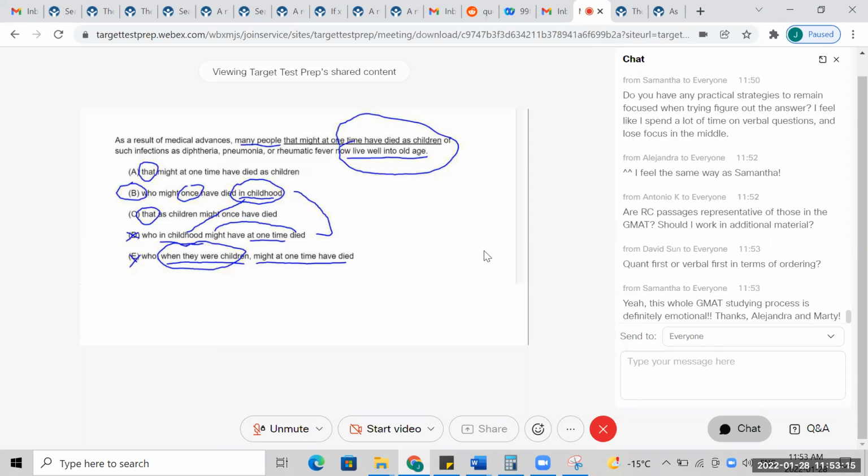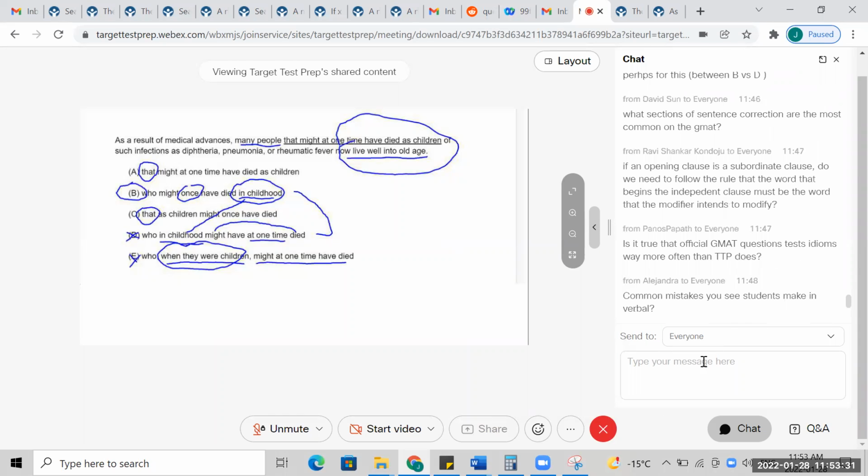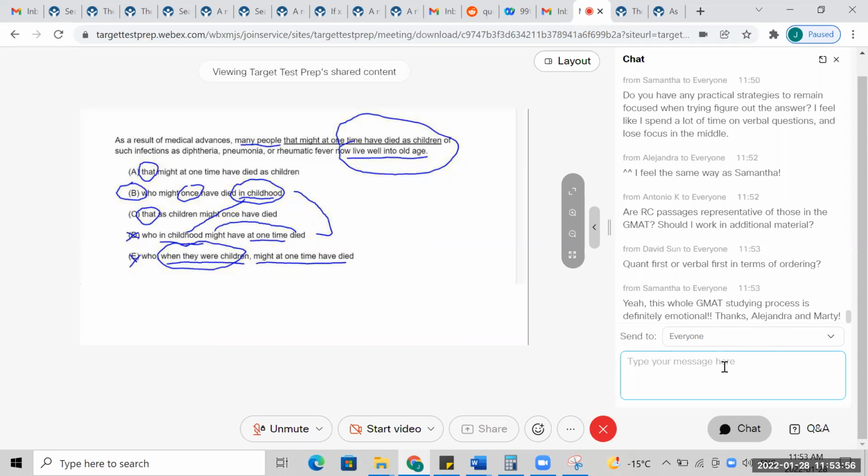Are the RC passages representative of those in the GMAT? Should you work on additional material? You know, honestly, the TTP RC passages are good. There are only a certain number of them, so I would do as many RC passages as you need to be getting questions correct. Quant or verbal first in terms of ordering? It really depends on you. I do quant first because I need all my energy for quant. So if you need all your energy for some section, then maybe do that one first. And if one section is super easy for you, then do that one second. But if it's a little closer and you need a little more energy for one than the other, then it's a little tougher to say. Maybe you do your good section first and really nail that one, and then for the home stretch, you can do the one that's a little harder for you. It really depends. So you have to sort of gauge what works for you. The GMAT studying process is an emotional thing. It definitely is.